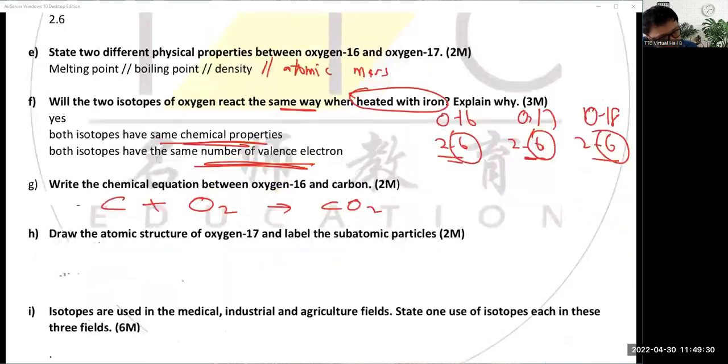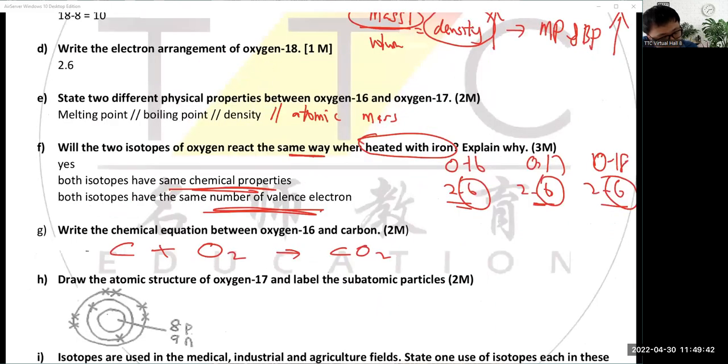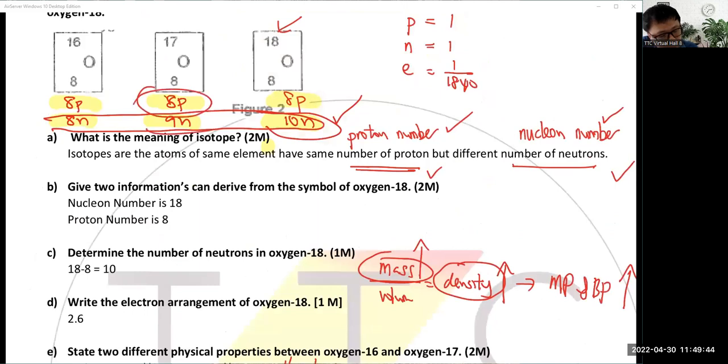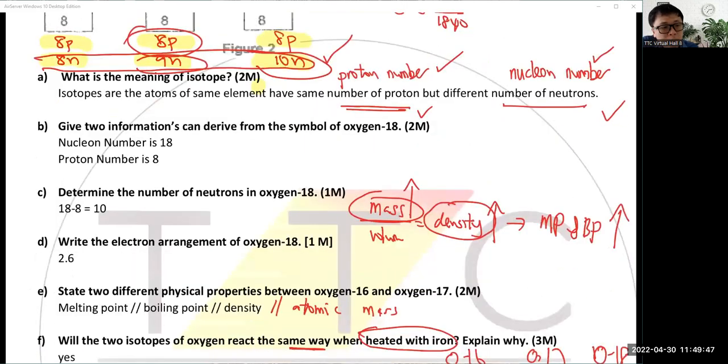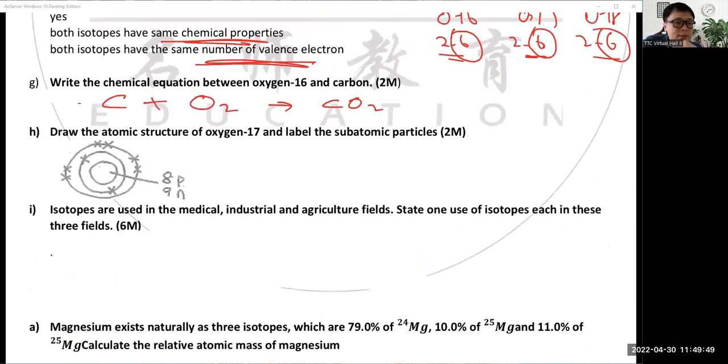Draw the atomic structure of oxygen 17. This is how it looks. The electron arrangement is 2.6, and at the middle you have 8 protons and 9 neutrons. Then, isotopes are used in many fields, which are medical, industry and agriculture.